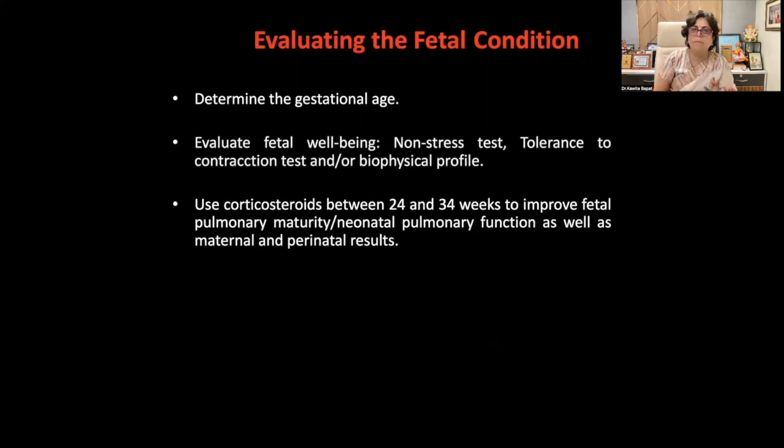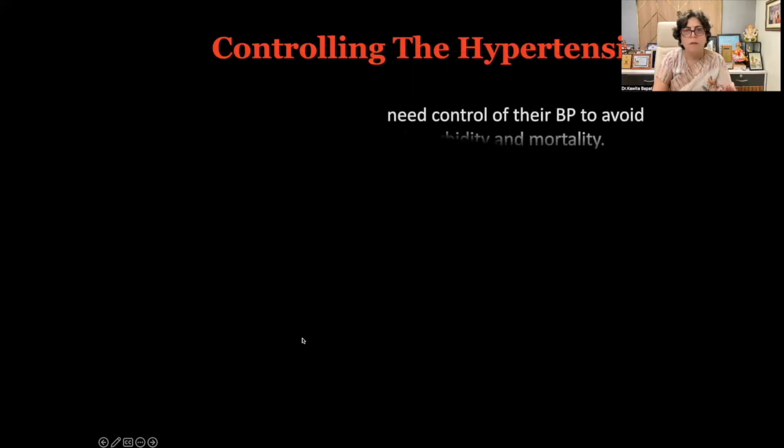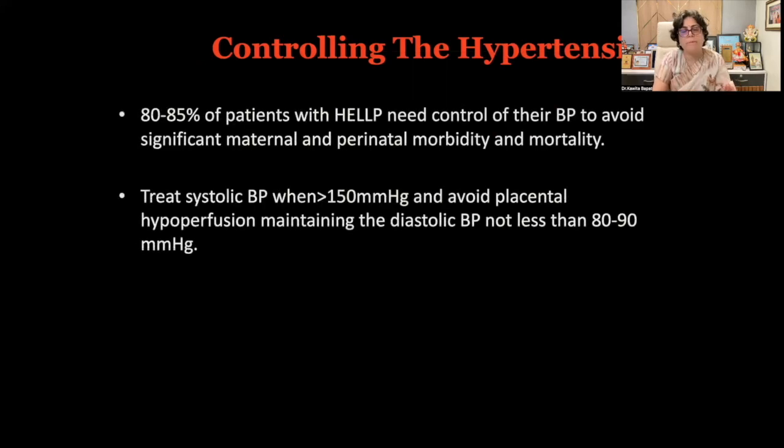Now, after determining the maternal condition, the fetal evaluation is important: gestational age, well-being, non-stress test, contraction stress test, and biophysical profile. Use corticosteroids between 24 to 30 weeks to improve fetal and neonatal pulmonary function, and the maternal and perinatal results. Now the important point is, first and foremost, control the hypertension. 80 to 85% of patients need control of the BP to avoid significant maternal and perinatal mortality and morbidity. Treat systolic BP when more than 150.